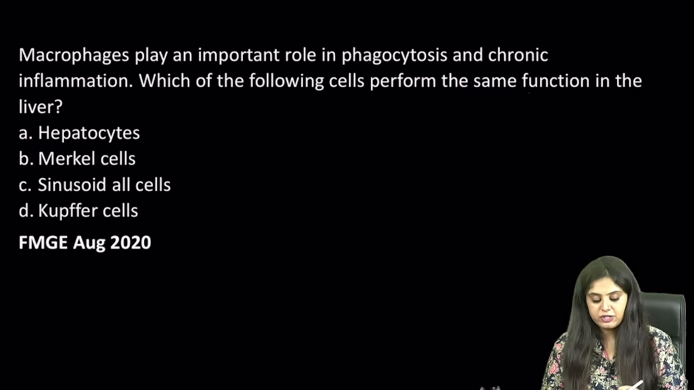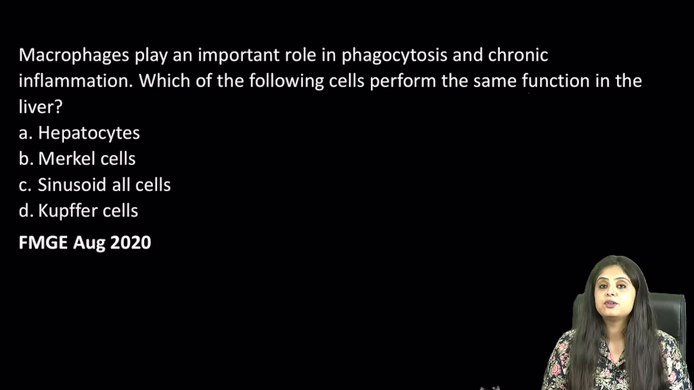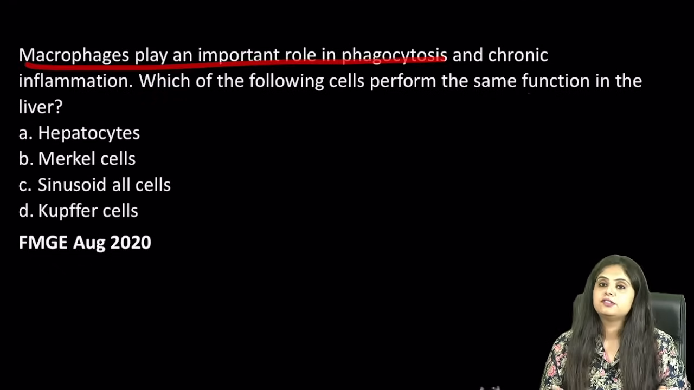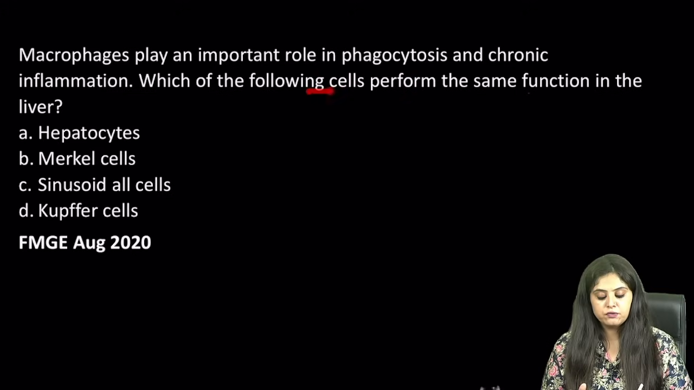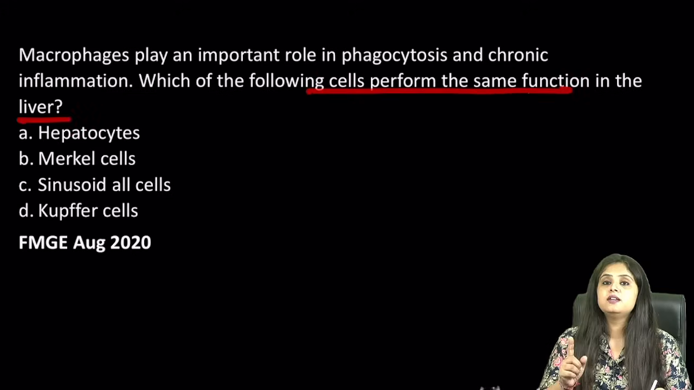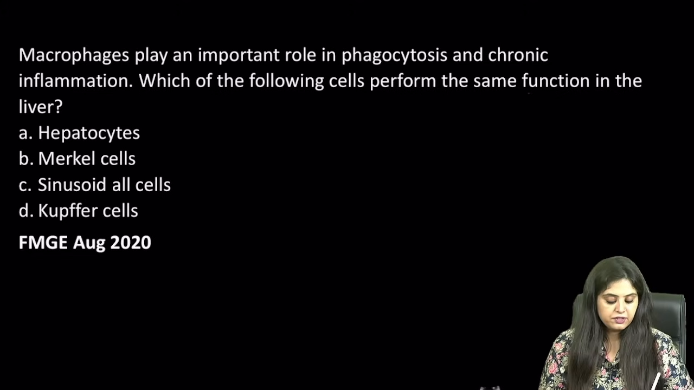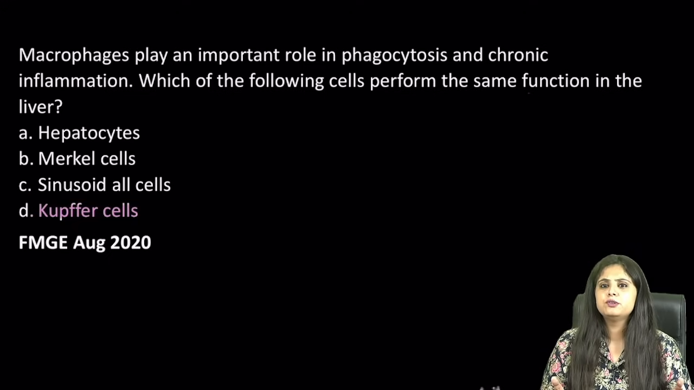Moving on to the next question over here, another August 2020. Macrophages play an important role in phagocytosis and chronic inflammation. We know that. Which of the following cells perform the same function in the liver? Nowadays, similar questions are coming as match the following. So in the liver, this is going to be the Kupffer cells. I have a lot of other cells written over here, like hepatocytes, sinusoidal cells. These are all to do with the liver.